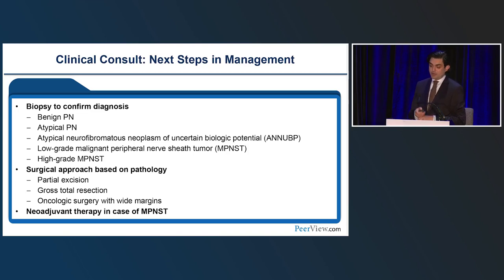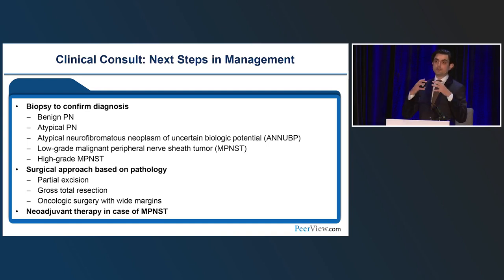It could be an atypical PN or the antibody that I just mentioned. But if it's a low-grade MPNST or a high-grade MPNST, that changes things, especially if it's a high-grade MPNST. And as we were discussing before, the reason for obtaining the biopsy is to confirm the diagnosis so that it can inform the surgical approach.